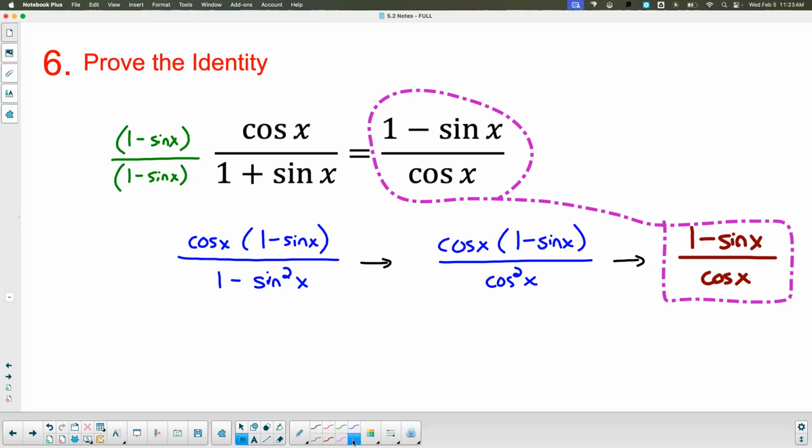We could have also taken another route. We could have multiplied by 1 plus sine over 1 plus sine on the right side if we work the right side. We could also multiply by cosine over cosine, right or left side. It will get us the same answers, just may take 1 or 2 more steps. Okay?